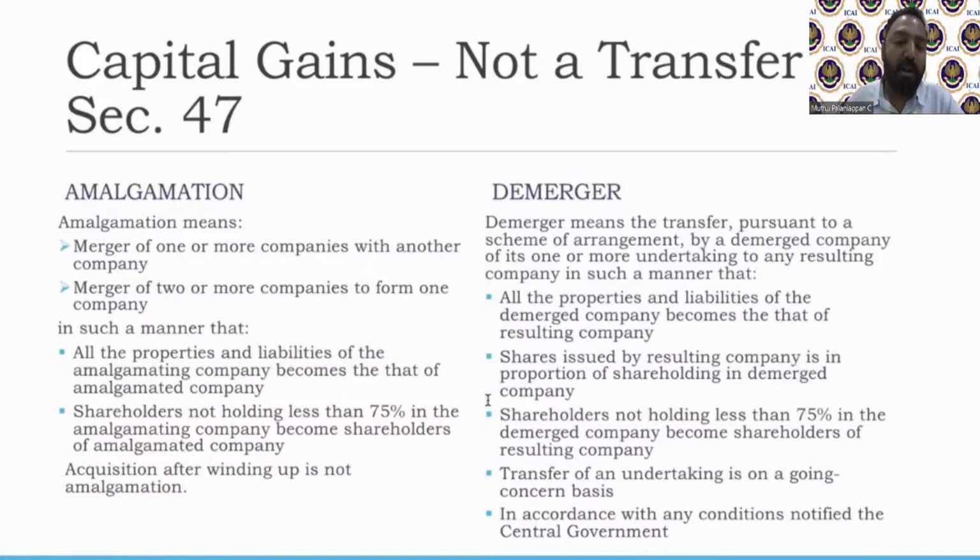Okay. So that's all about section 47. We'll understand one small area of definition alone. That is, we need to understand what is an amalgamation and what is a demerger. Everywhere in the period of holding and transfers not regarded as transfer under section 47, we have been discussing these concepts of amalgamating company, amalgamated company, resulting company, demerged company, amalgamation, demerger. Now we'll understand what exactly is amalgamation. In short, it is the merger of one or more companies with another company, or the merger of two or more companies to form one company.